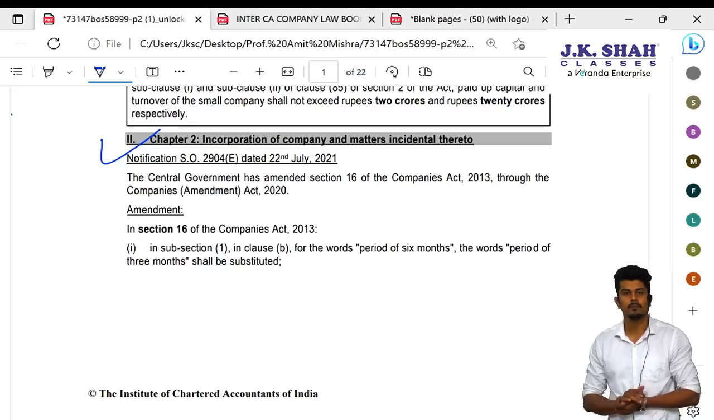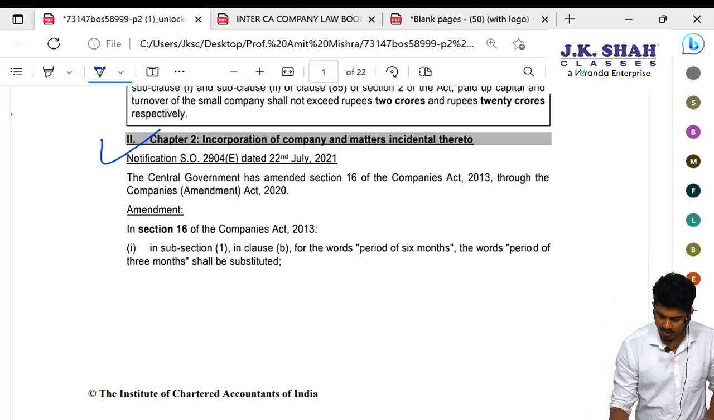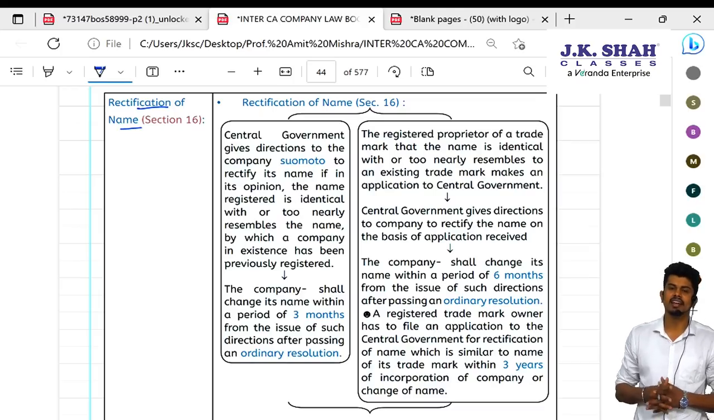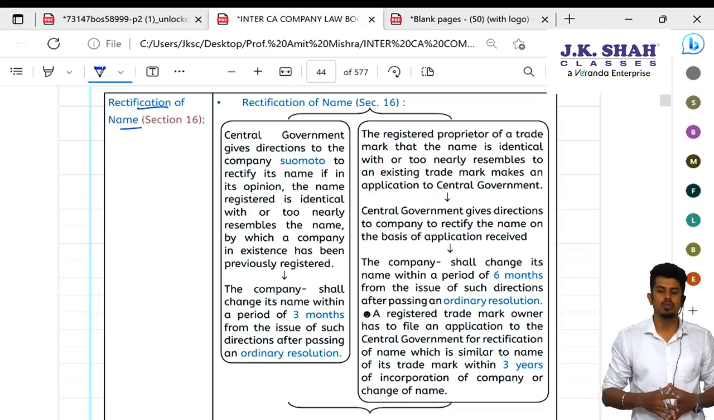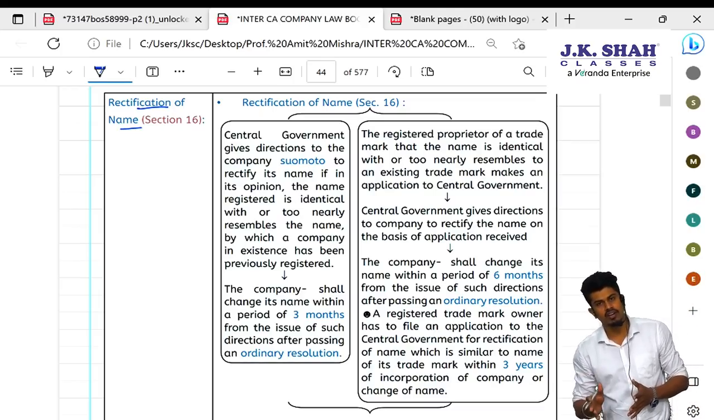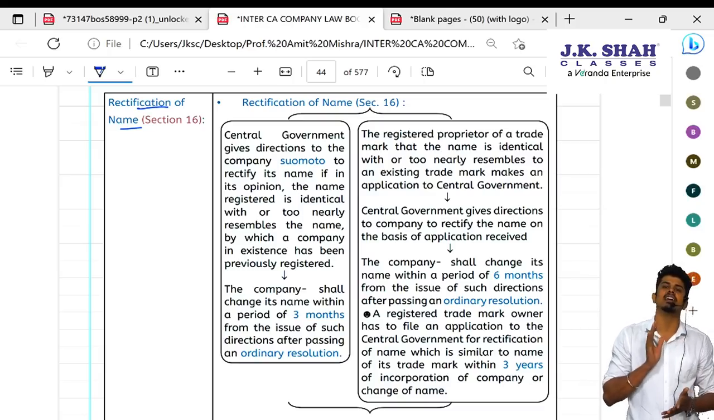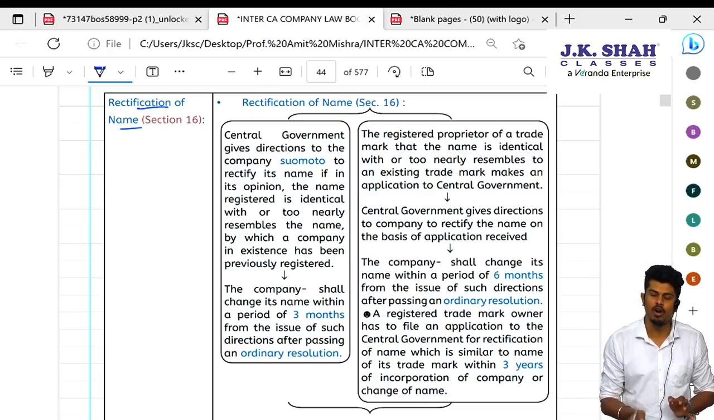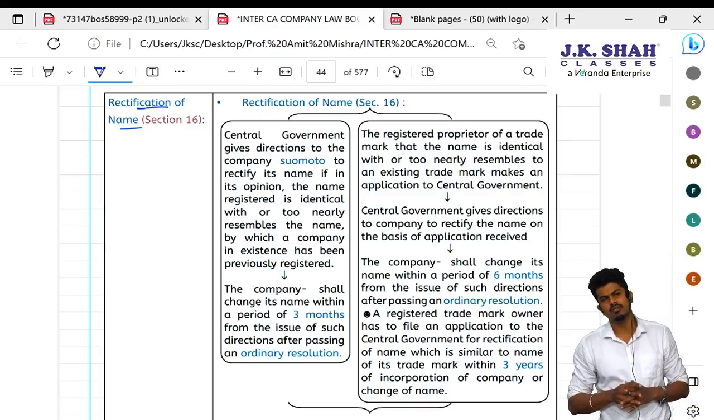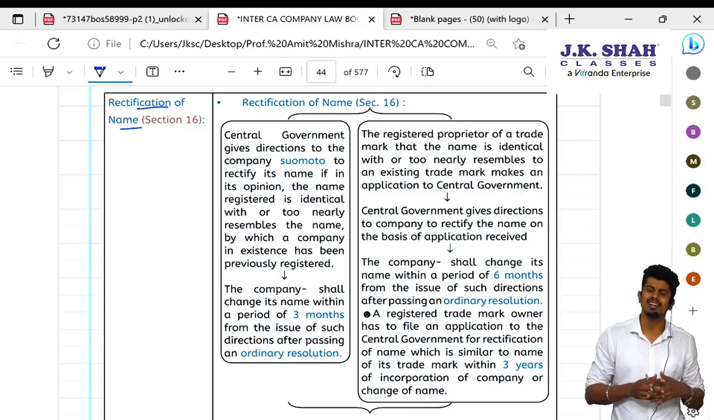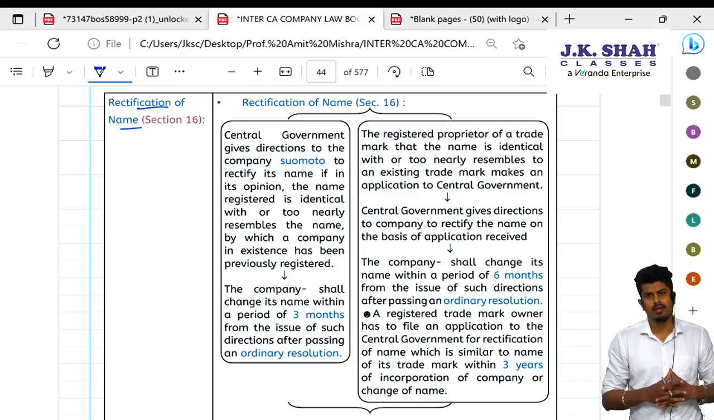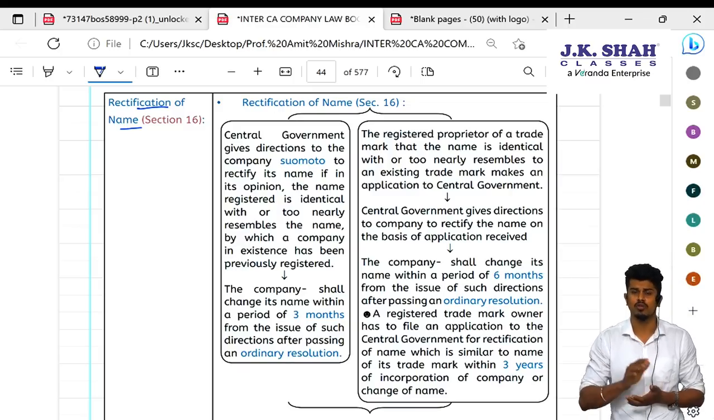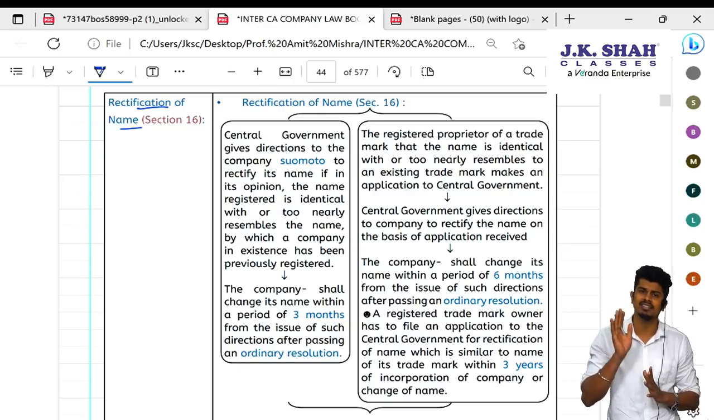There is a section called section number 16, which talks about rectification of name. Now, just to remind you, this amendment was also covered in the RTP of previous attempt, which was uploaded on YouTube in last year's October month. So again, they have given this in the new RTP as well for May 23. So I'll have to again discuss the same amendment. The concept remains the same.